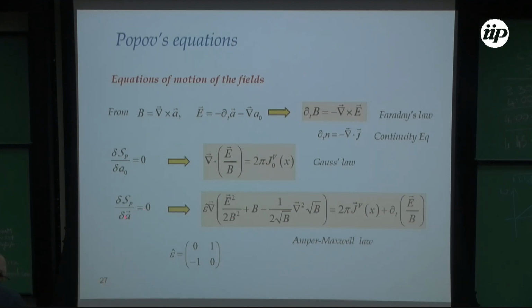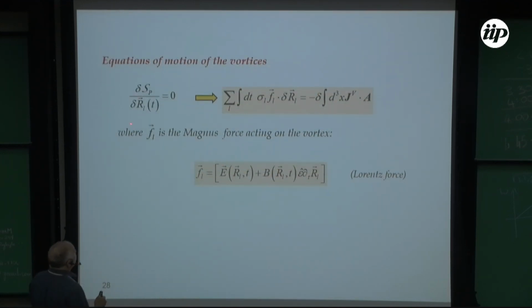Take the equation with respect to the vector potential, and you will get something which is the correct form of the Bernoulli equation, if you want, which applies at every distance. So this is just the Ampere-Maxwell law. Here, when I write epsilon, it is the antisymmetric tensor in 2 dimensions, so it rotates by 90 degrees. And finally, I can take the derivative with respect to the position of the vortex, and what I will get is just the Lorentz force, as expected. So it's the Magnus force or Lorentz force, which is expected.